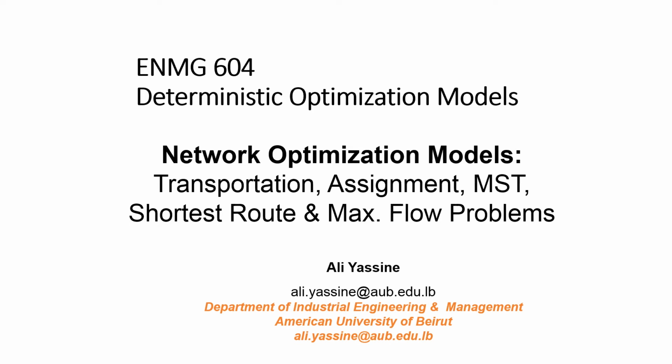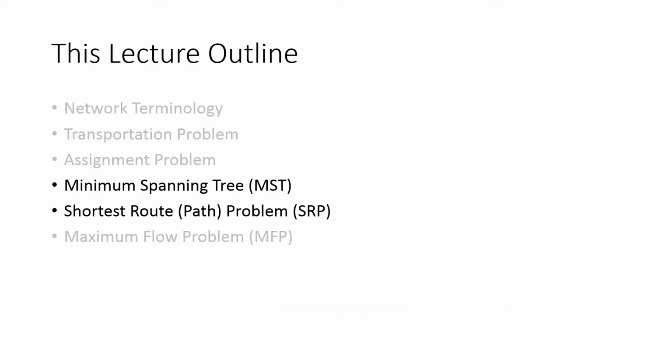Hello, this is the last part of the Networks Optimization Models lecture, which will include minimum spanning tree and the shortest route problem. We've already talked about the transportation problem and the assignment problem. I will not discuss the maximum flow problem.